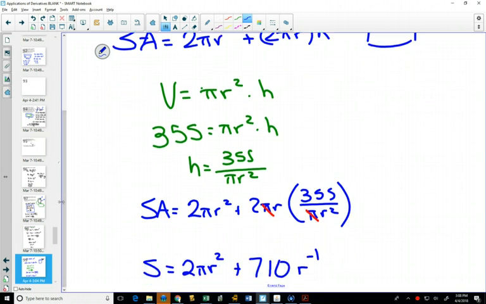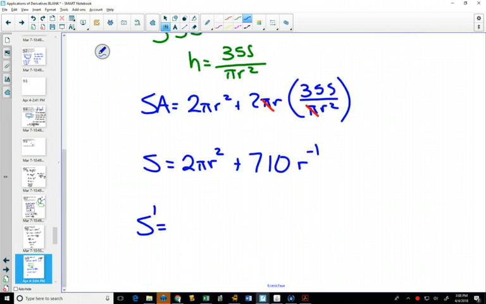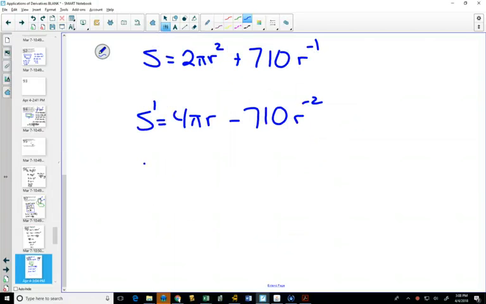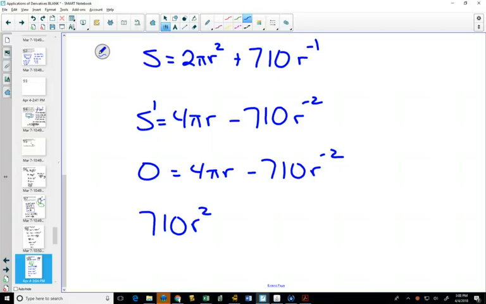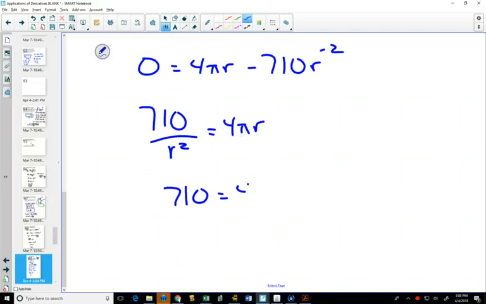So this is where we're at. We find our derivative, 4 pi r minus 710 r to the minus 2. Again, set that equal to 0. And we get 710 over r squared equals 4 pi r. So 710 equals 4 pi r cubed. And this is where numbers don't turn out to be nice. So we take 710 and divide by 4 pi.